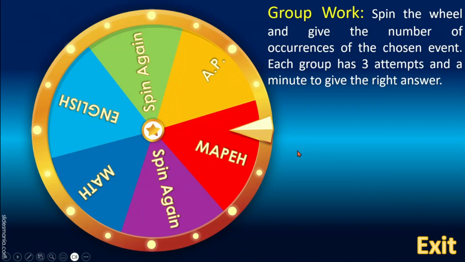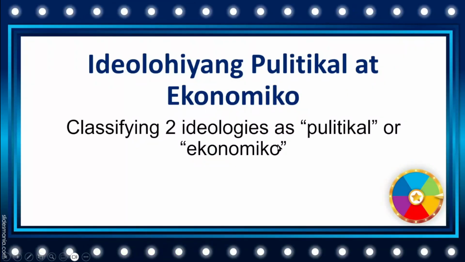Now I will no longer spin the roulette since we only have 80 as the remaining unselected. So if we are to classify two ideologies as political or economical, how many ways could we have done it?